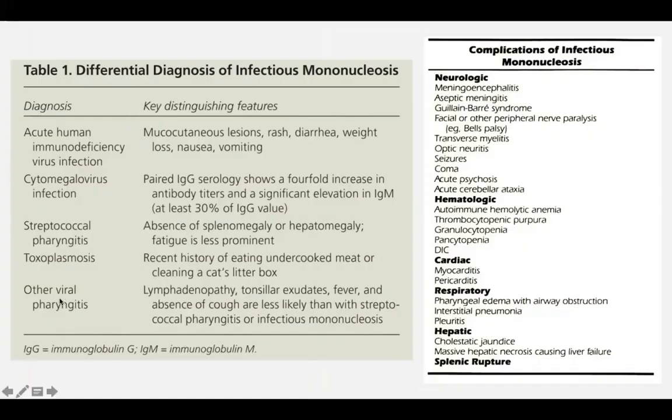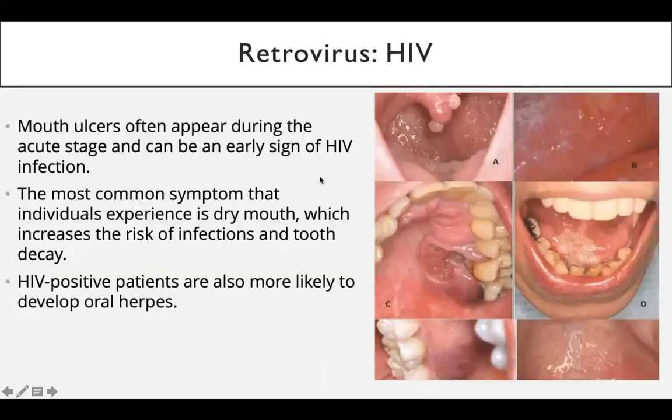These are the diagnoses of the viral infections and the key distinguishing feature. You can study on your own if you want. And these are some complications of infectious mononucleosis. If you want to study, you can. Let's go to the last virus, retrovirus HIV.